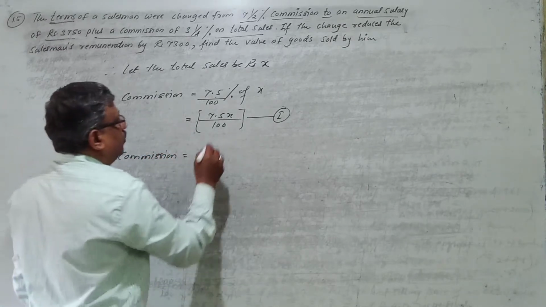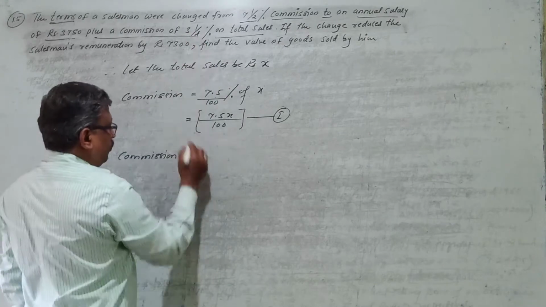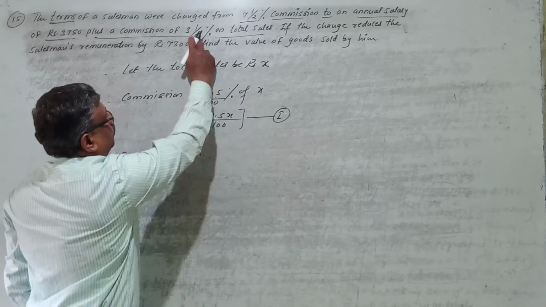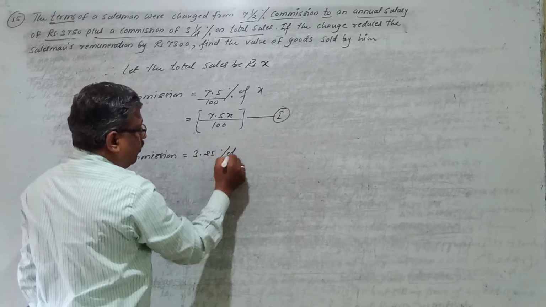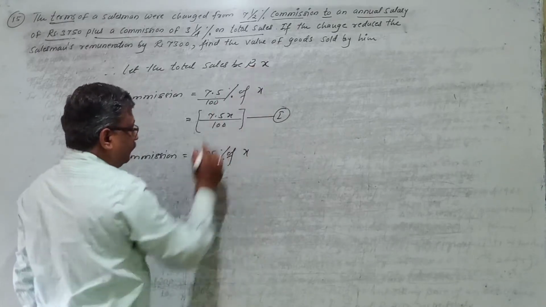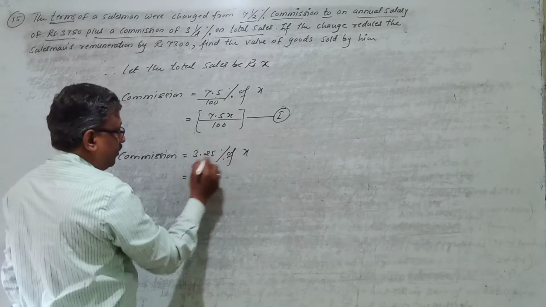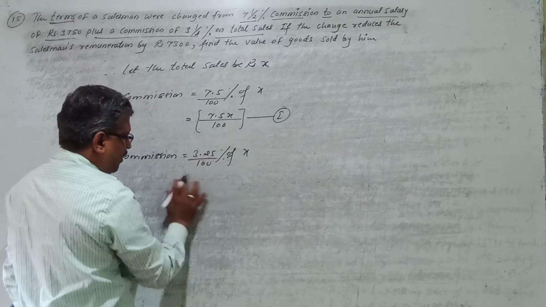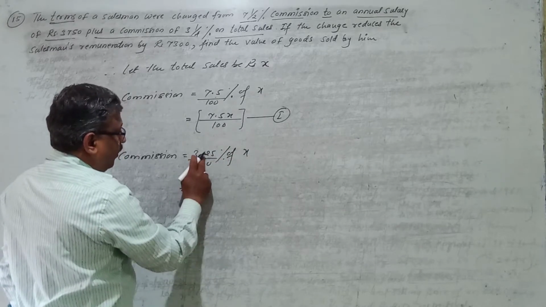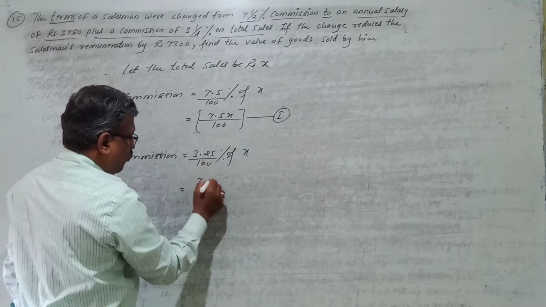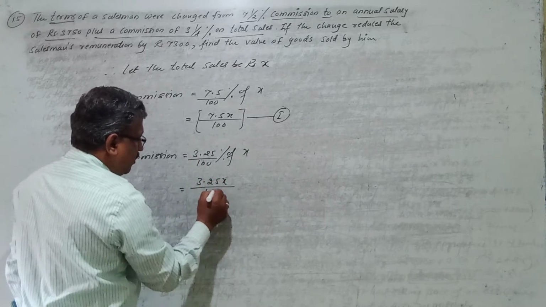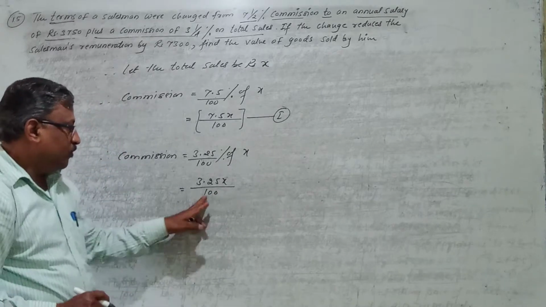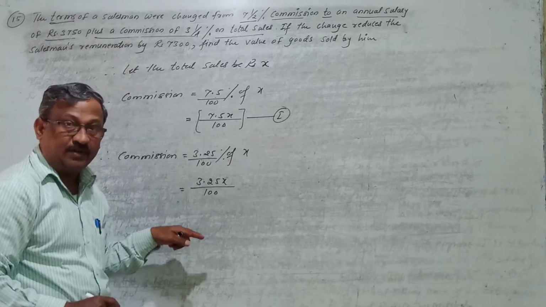Commission is equal to, calculate 3 and 1/4, which means 3.25%. So 3.25% you have to calculate on what? Sales only. So 3.25% of x means 3.25 into x divided by 100. So 3.25x divided by 100 is the commission he is getting at present.